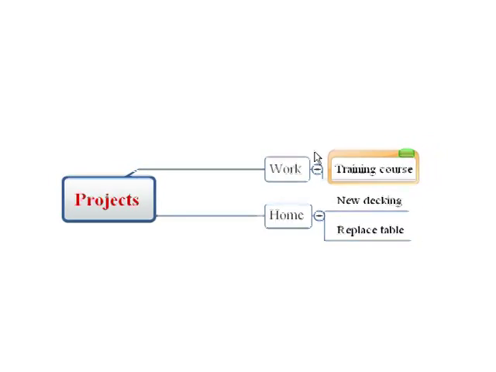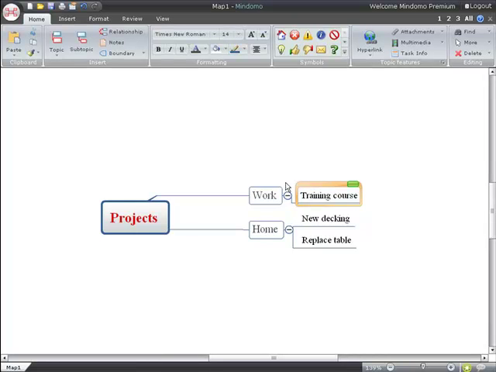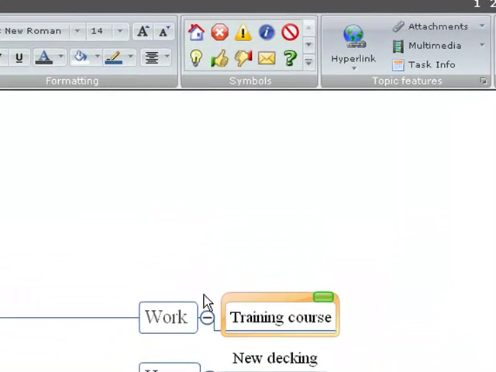Topics can be marked with symbols to add extra meaning. To add a symbol to the selected topic, click the drop-down button in the Symbols group in the Home tab, then click on the symbol you require.